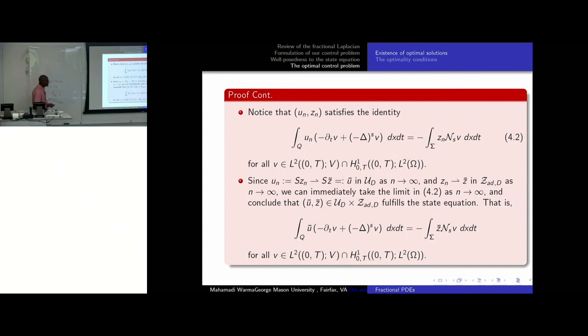Then we have that for any V, now with the weak convergence of Uₙ to Ū and Zₙ to Z̄, taking the limit, we get that Ū and Z̄ satisfy this equality for all V in L2 of (0,T) with values in V and H1 of (0,T) with values in L2. And that is exactly the definition that we gave, that Ū is a very weak solution of the parabolic problem with given exterior data Z̄. So we find that Ū and Z̄ satisfy the state equation.